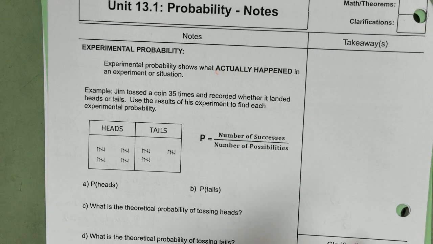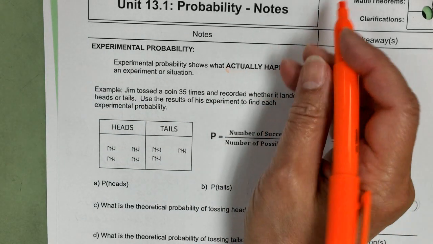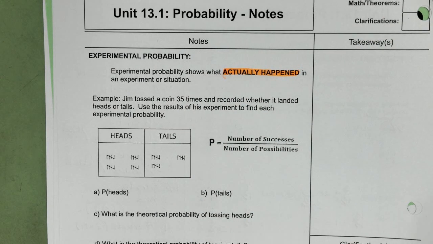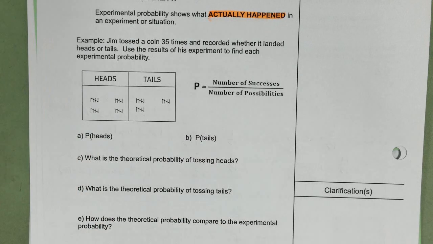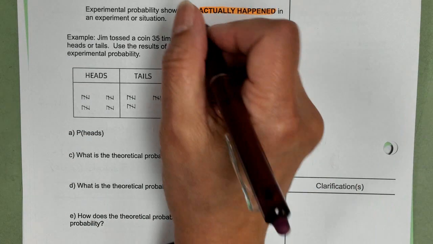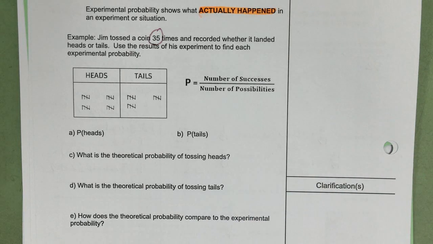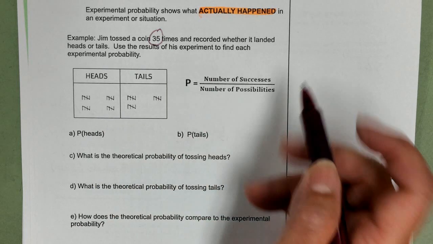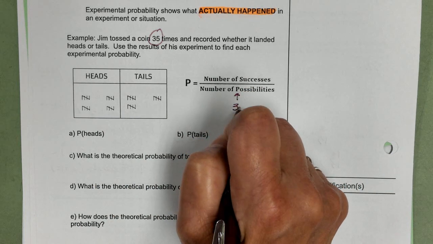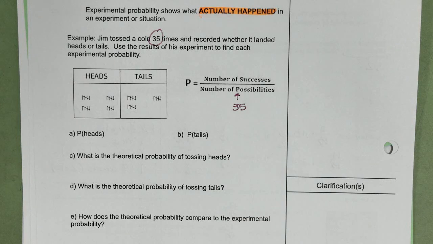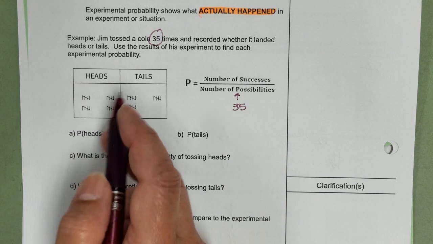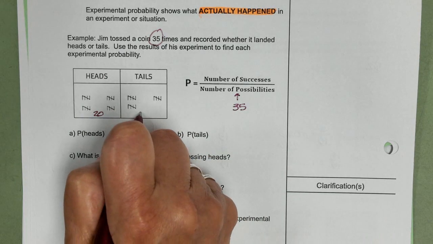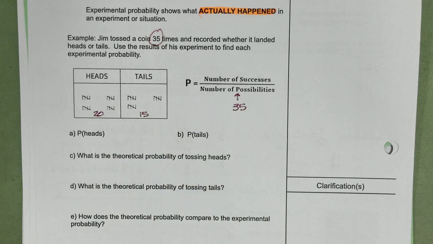The last thing we're going to look at is experimental. Experimental probability is what actually happened in an experiment or a situation. So, Jim tossed a coin 35 times and recorded whether it landed heads or tails, and these are the results. So, since he tossed it 35 times, that is your number of possibilities. Looking at the table, 20 times it landed heads, and 15 times it landed tails.